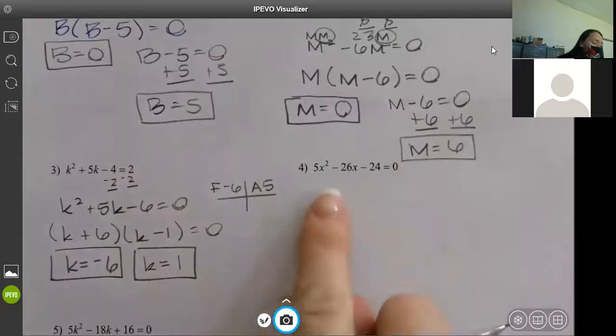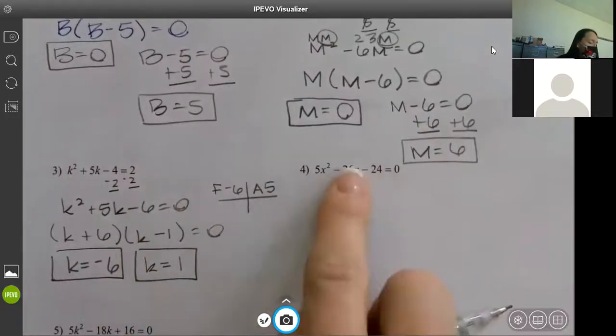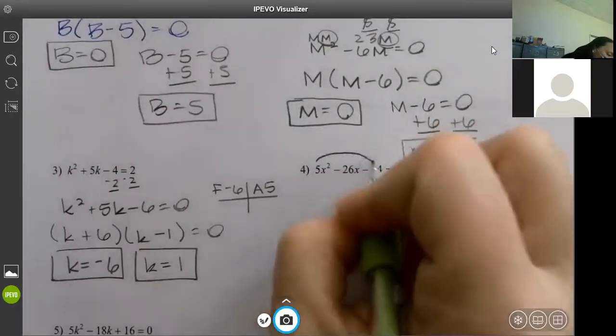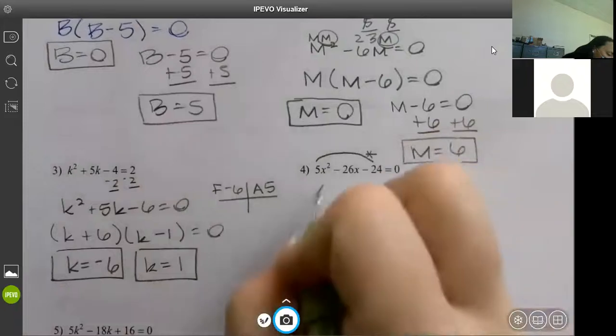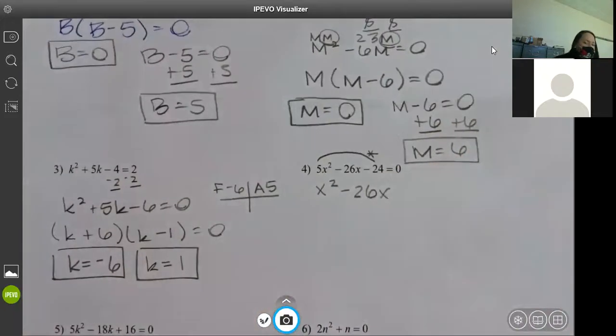All right, this next one, we're going to check for a GCF. 5 is 5 and 1. 26 is not divisible by 5, so there's no GCF. So this one's going to be a slide and divide. So I'm going to slide it and multiply it. So x squared minus 26x.